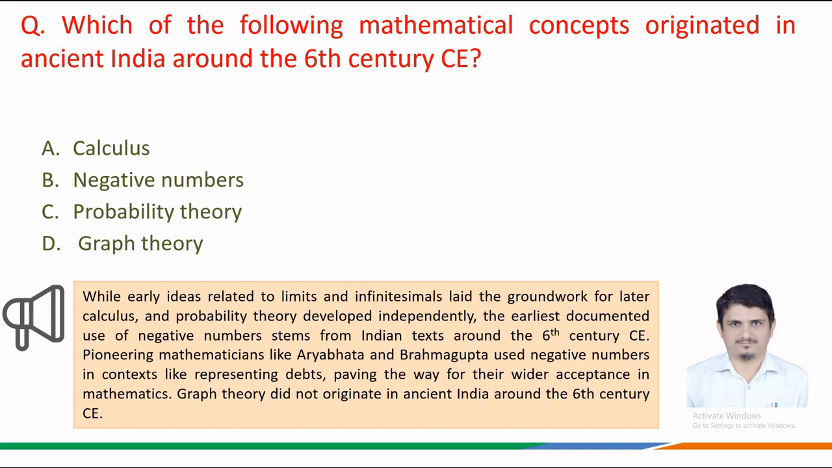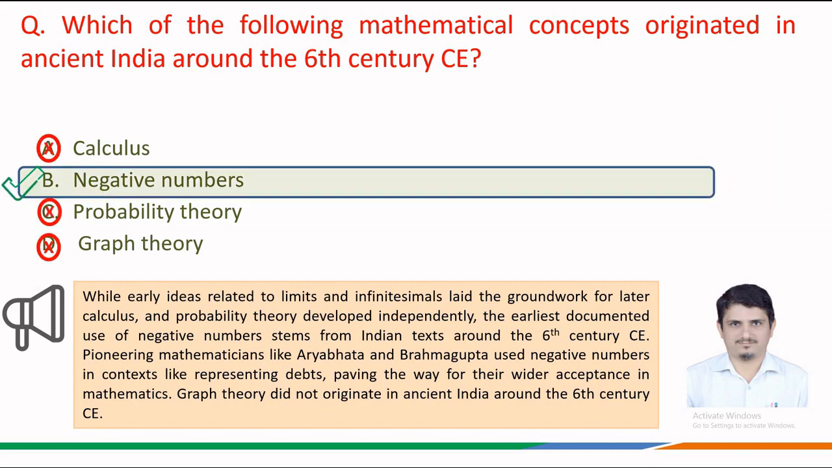Pioneering mathematicians like Aryabhatta and Brahmagupta used negative numbers in contexts like representing depths, paving the way for their wider acceptance in mathematics. Graph theory did not originate in ancient India around the 6th century Common Era. Therefore, the correct answer of this question will be option B, negative numbers.